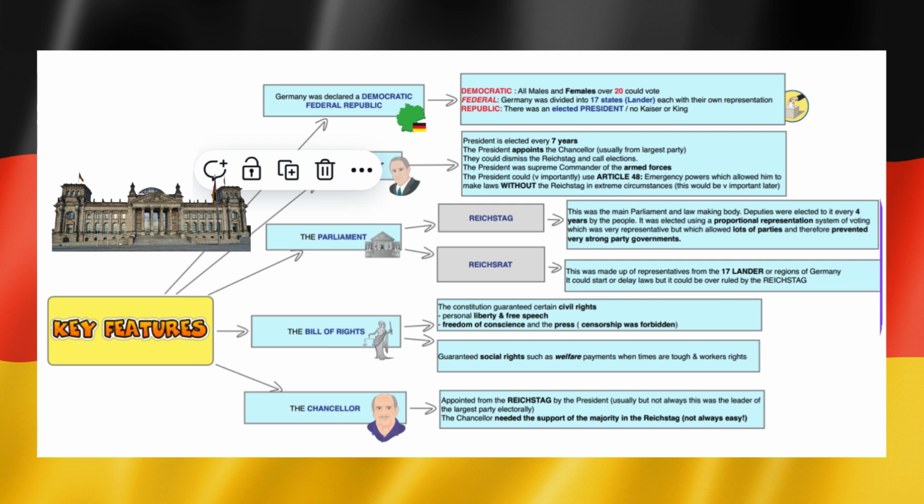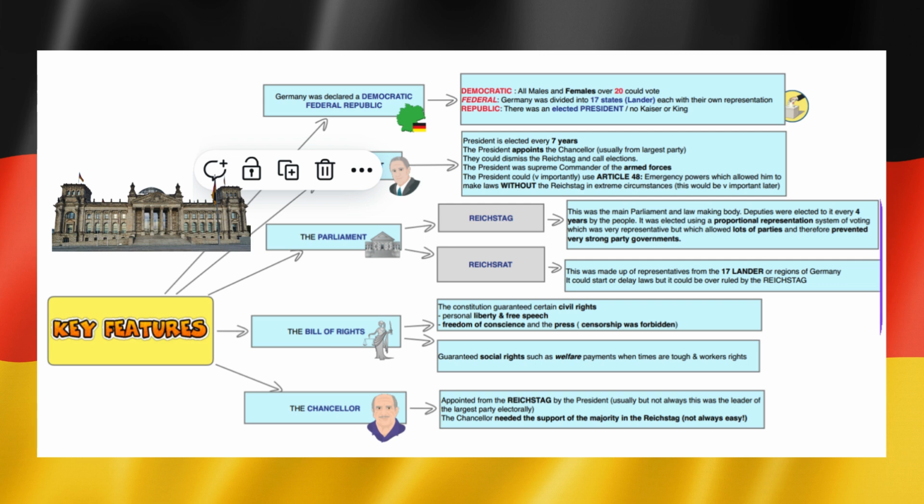The Reichsrat is the second part of the bicameral system, and it's made up of representatives from the 17 Länder regions of Germany. It had the power to start or delay laws, but it could be overruled by the Reichstag. There's also a Bill of Rights in the new Germany. The Constitution guaranteed civil rights, personal liberty, free speech, freedom of conscience, and freedom of the press, so censorship was forbidden. Social rights were guaranteed as well, such as welfare payments when times were tough, as well as workers' rights.